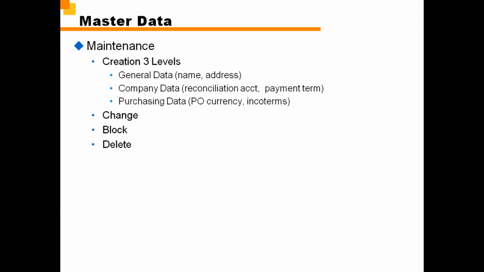Then we have the third segment, that is the purchasing data. This is the third level we have, and this segment is maintained by the purchase department of the company. So the information for this segment will be maintained by whom? It will be maintained by the end user, coming from the MM side, and by the MM consultant. If anything needs to be done, that will be done by the MM consultant.